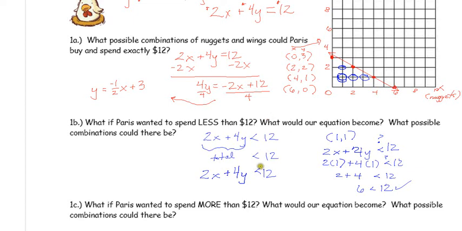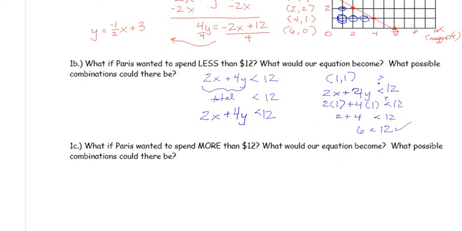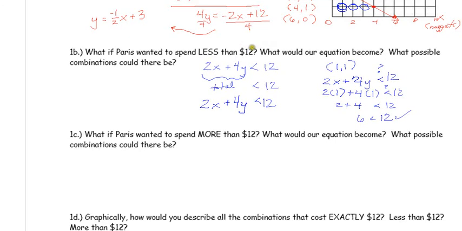Now I'm on 1C. What if Paris wants to spend more than $12? Well, let's think about the equation. She wants to spend more than $12. We just changed for part 1b, when she wanted to spend less than $12, to a less than sign. So if she wants to spend more than $12, we would change this to say her total, remember this is the total she can buy, is going to be greater than $12. She wants to spend more than $12, so her total should be greater than $12.